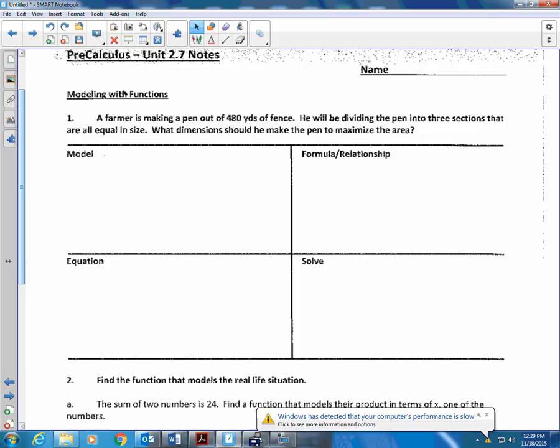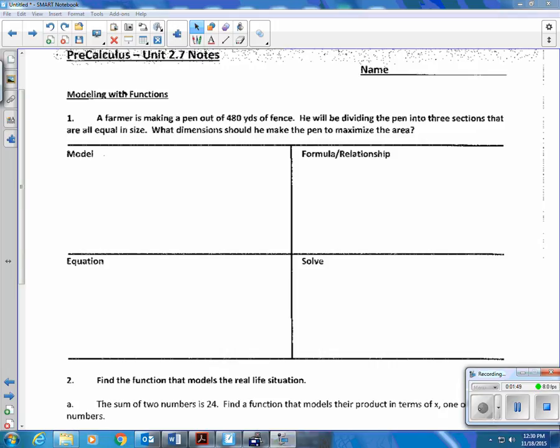Also, as you see the four boxes, I mentioned to you before that when I was doing my graduate work, I studied graphic organizers and their impact on higher level secondary mathematics students. Okay, so a farmer is making a pen out of 480 yards of fence. He will be dividing the pen into three sections that are all equal in size. What dimension should he make the pen to maximize the area?